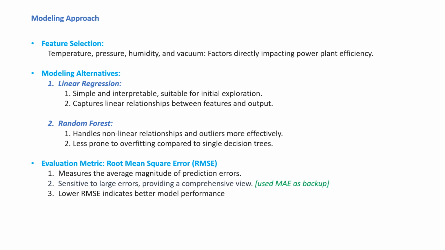And random forest handles non-linear relationships, if any, and any outliers are handled more effectively, which we will also see in my comparison later on. For the evaluation metric, I used RMSE primarily and also MAE as a backup, just to ensure that if there are any variations that RMSE is not able to capture, MAE is there. The primary factor to select the model was the lowest RMSE, because it indicates better model performance in our case.